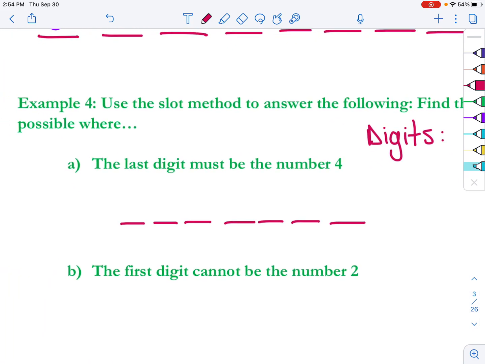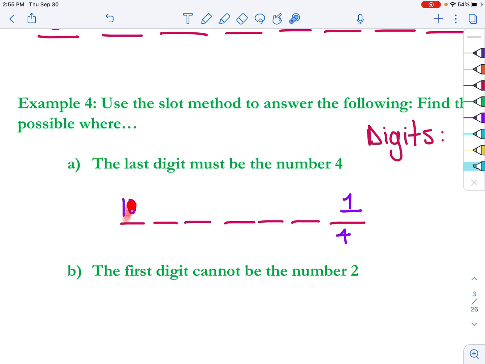So if we're taking a 7-digit phone number where the last digit has to be the number 4, we only have one option for what the last number in the phone number can be. But how many options do we have for each of the other ones? Well, for the first digit of the phone number, we have 10 options. We could choose 0, 1, 2, 3, 4, 5, 6, 7, 8, 9.